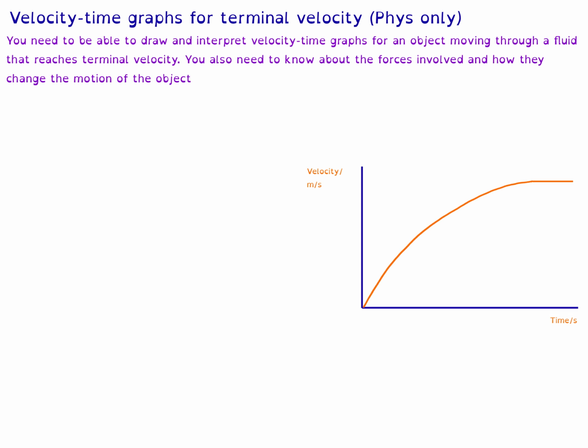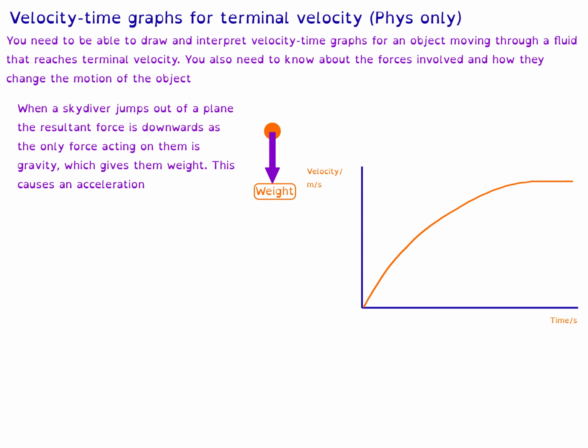You need to be able to draw and interpret velocity time graphs for an object moving through a fluid that reaches terminal velocity. You also need to know about the forces involved and how they change the motion of the object. When a skydiver jumps out of a plane, the resultant force is downwards as the only force acting on them is gravity, which gives them weight.